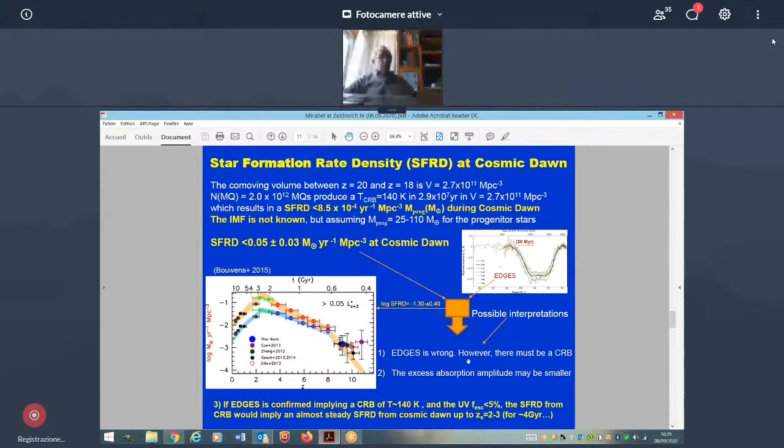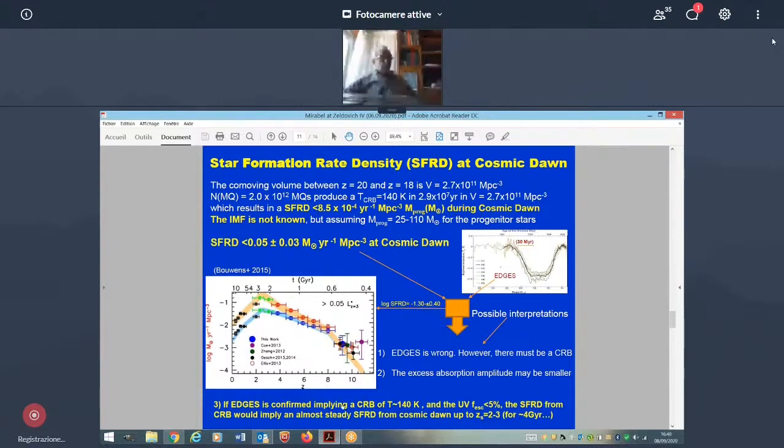The possible interpretation of this is, first, that EDGES is wrong. However, there must be a cosmic radio background, according to what we know from astrophysics. And perhaps it is not as strong as we have calculated. Perhaps the amplitude is not as large as the one determined by EDGES.